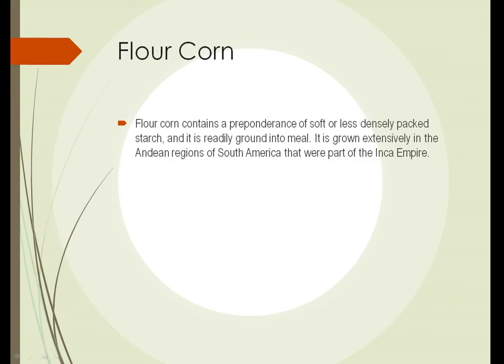Flour corn is the third type of corn, and it has softer starch or less densely packed starch, so it's very easy to grind into meal. It was grown, and still is, pretty extensively in the mountainous regions of South America that were part of the Inca Empire. Most of the grinding of corn to flour or meal was done by hand, and so it was important to have a corn where that process was easier, and flour corn is that kind of corn.